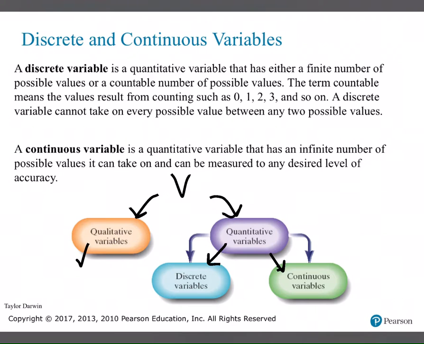Discrete is a quantitative variable that has a finite number of values or countable possible values. So maybe it represents a number that is 0, 1, 2, 3, something like that. Siblings is an example. You're not going to have 2.3 siblings. That just doesn't make sense.